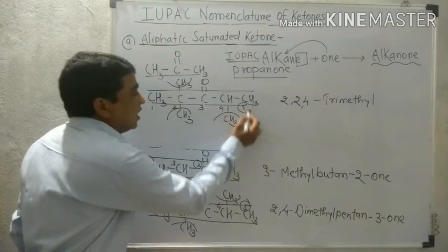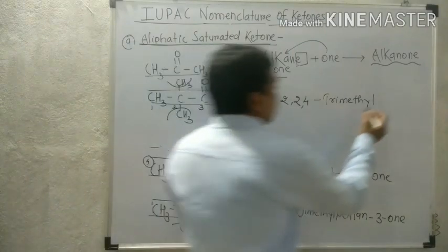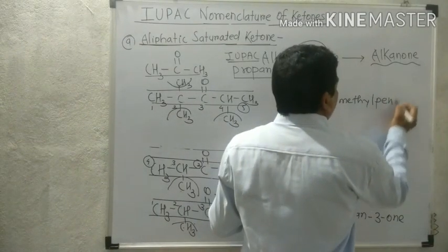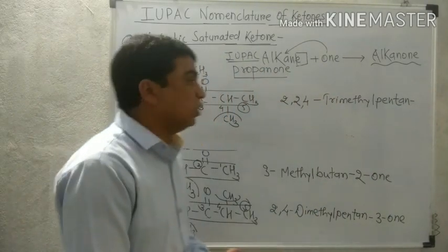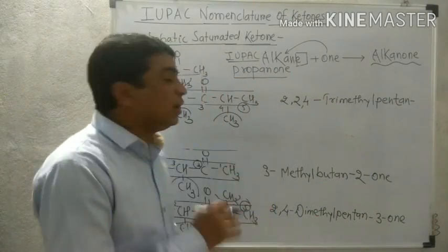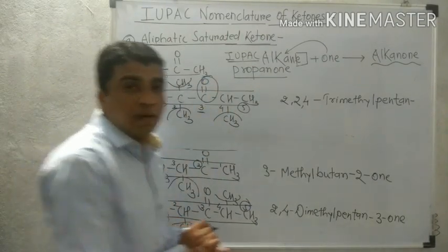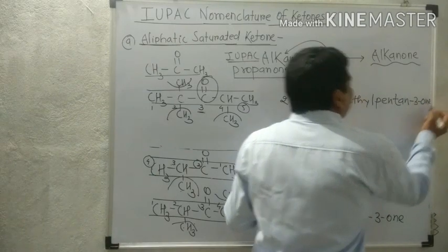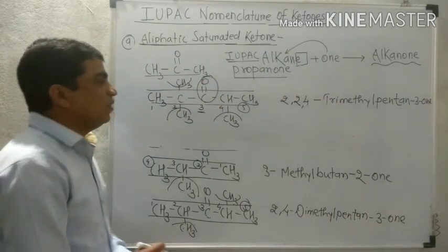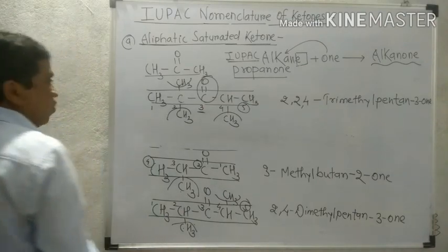Then the name of the corresponding alkane. How many carbon atoms in the carbon chain? 5. Therefore, the respective alkane is pentane, because we replace the ending E by ONE. But before that ONE, we want to write the position of the C=O double bond. Here the C=O double bond is at the third carbon. Therefore, the complete name is 2,2,4-trimethylpentan-3-one.